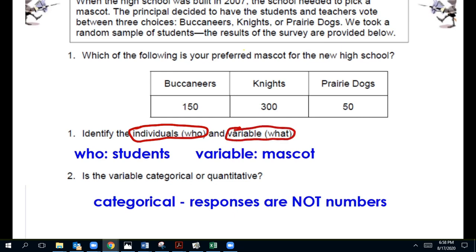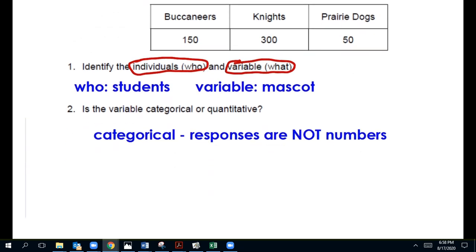So who did we ask? Students. What did we ask them? What's our mascot? And so that's going to be a really important distinction between those words. We're going to use those words a lot as we move forward in statistics. Now the variable, remember, mascot, is it categorical or quantitative?